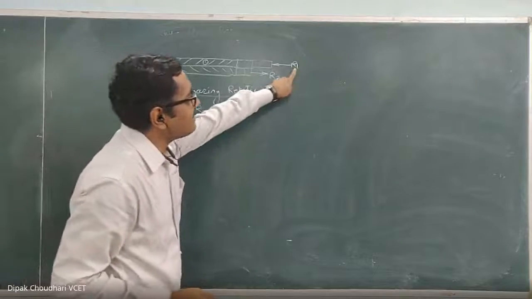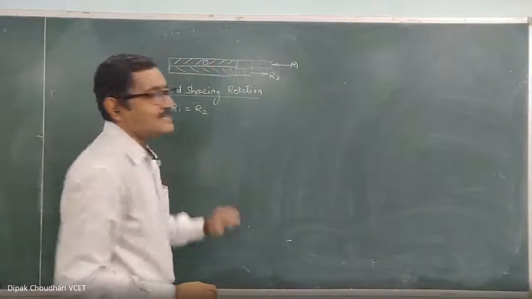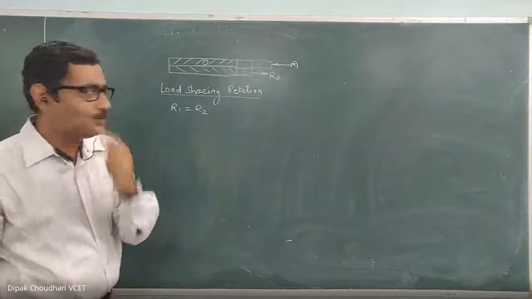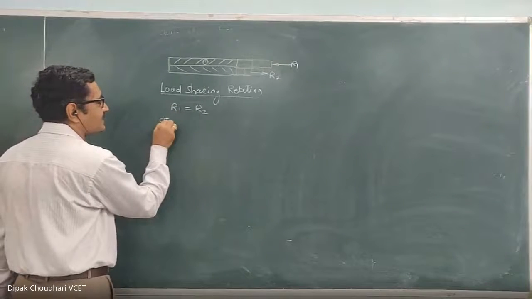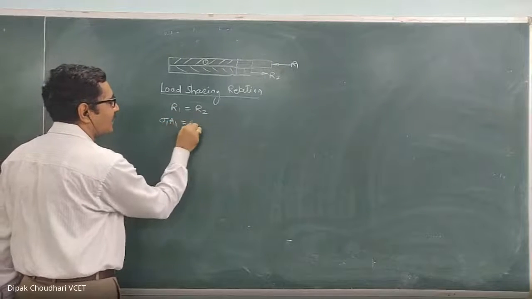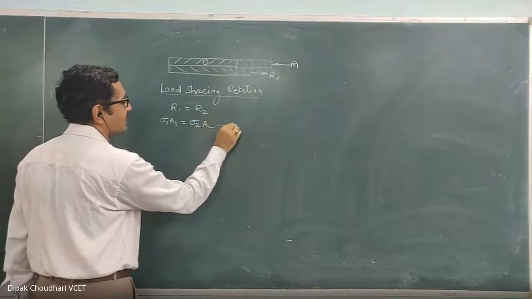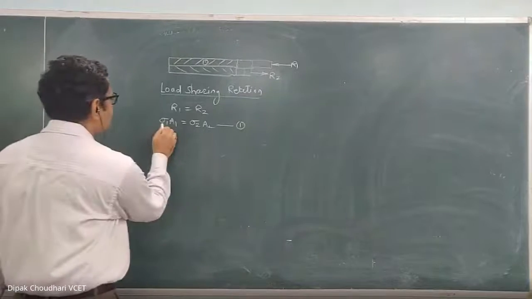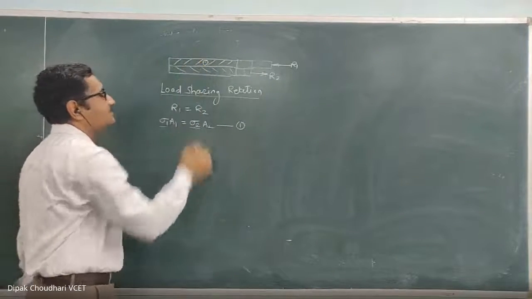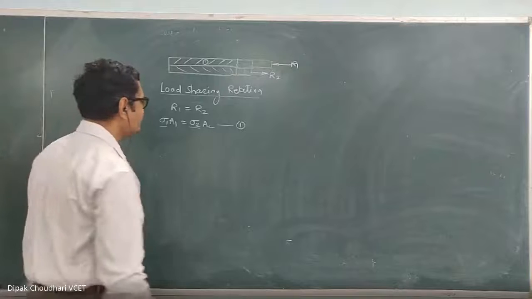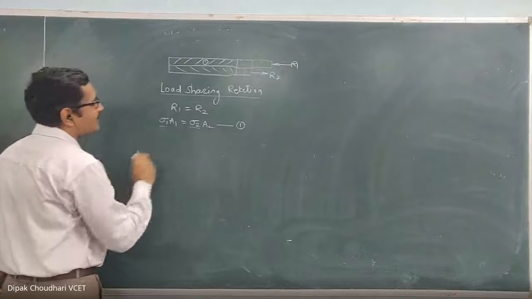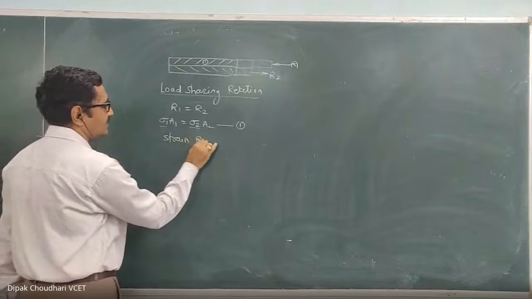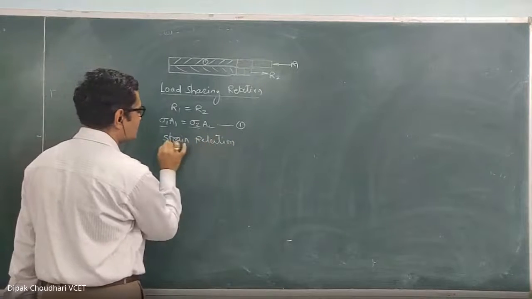R1 is responsible for inducing stress in material 1, and R2 is responsible for inducing stress in material 2. So R1 can be written as sigma 1 A1 and R2 as sigma 2 A2. We call this equation number 1, which gives the relation between sigma 1 and sigma 2, the stresses induced in materials 1 and 2. Now how to get the other relation? To get it, we have to write down the strain relation, which is nothing but the relation of their deformations.